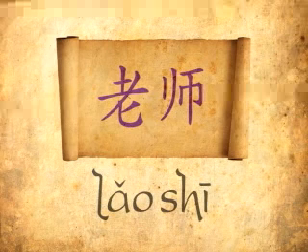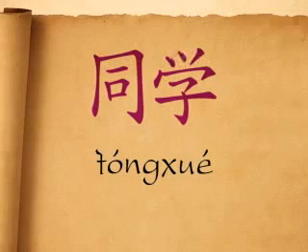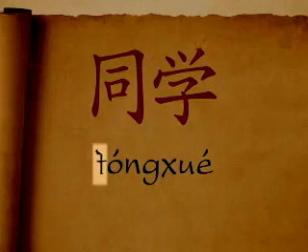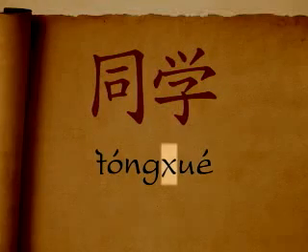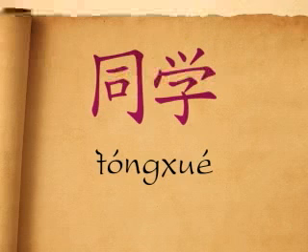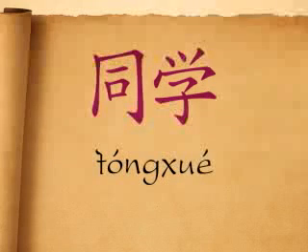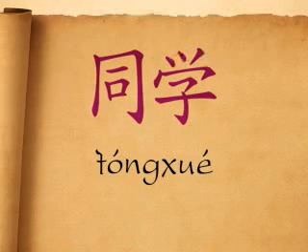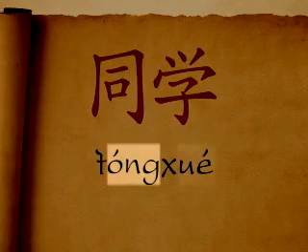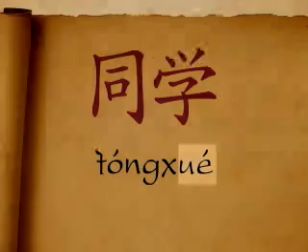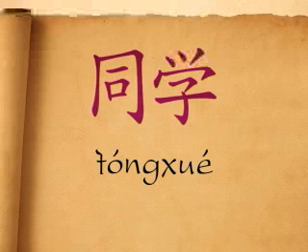Now, say 老师 with me. 老师. Good, 好. What are the initials in 同学? Yes, they are t and x. What are the simple finals? Very good. There are no simple finals in 同学. Tell me the compound finals. They are ong and ue. Both syllables use the second tone.